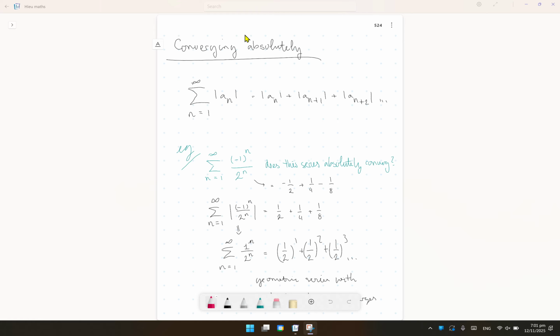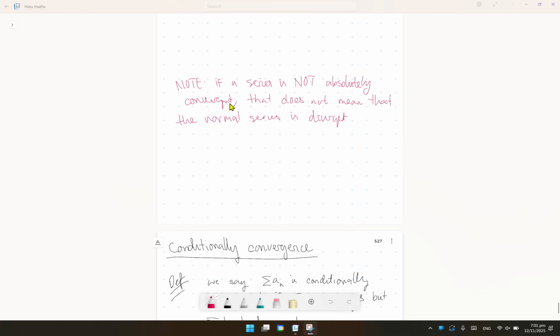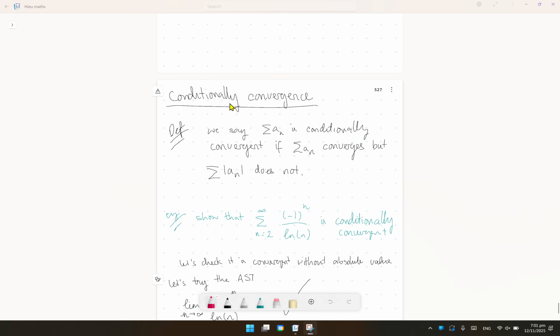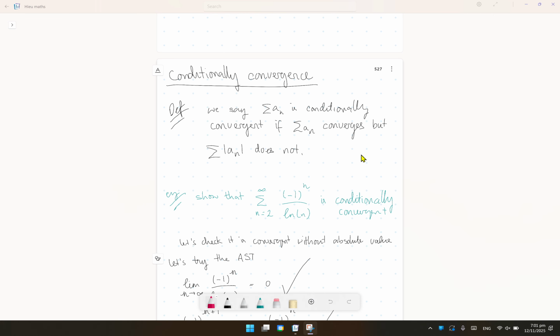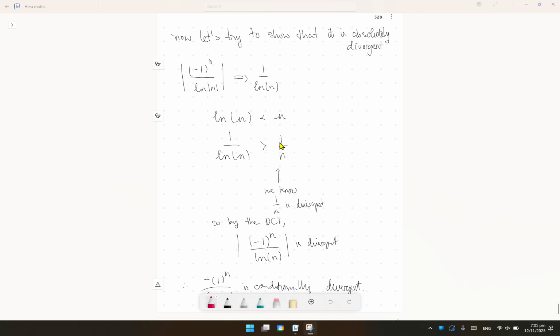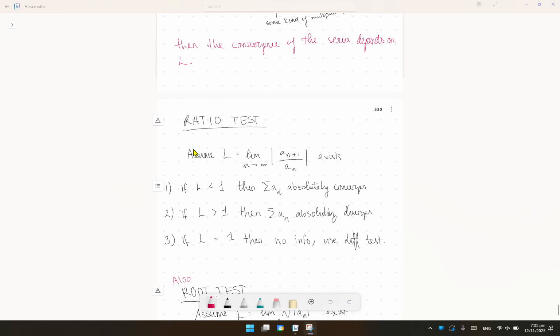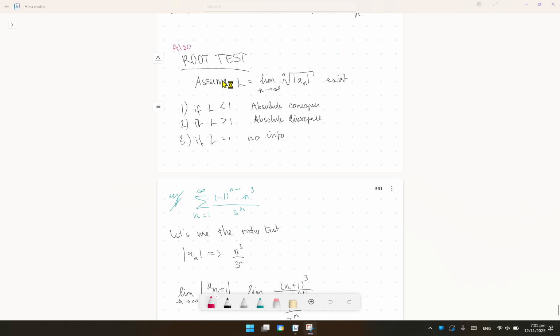Today, we're going to be looking at absolute convergence, which is when we're looking at the absolute value of the series. We're going to be looking at conditional convergence, which is when there's a disparity between the absolute convergence and the normal series. And then we're going to look at other tests for absolute convergence, which includes the ratio test and the root test.